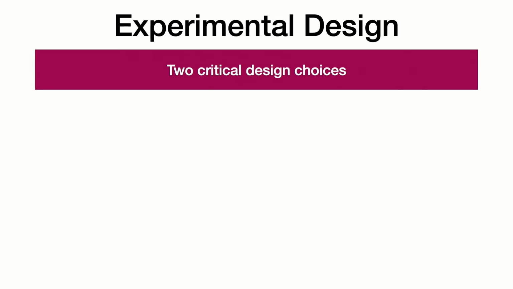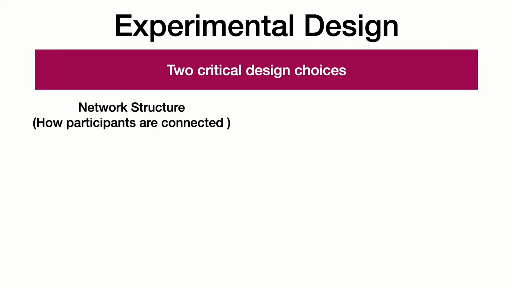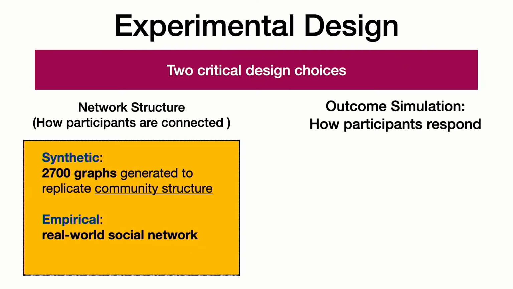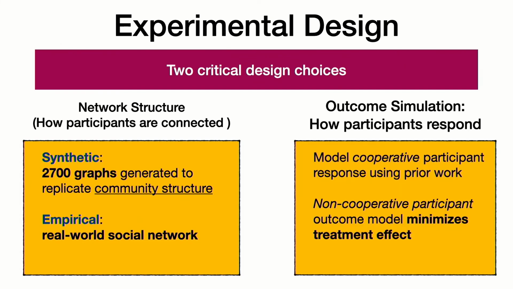In the experimental design for our simulation studies, we consider two critical design choices. These are the network structure, which informs how participants are connected, and the outcome simulation, which informs how participants respond to treatment. For network structure, we consider both synthetic and empirical data. We use synthetic graphs generated to replicate community structure, and we consider also a real-world social network subgraph. Our outcome simulation model is drawn from prior work, and we also use a non-cooperative participant model that minimizes the effect of treatment.